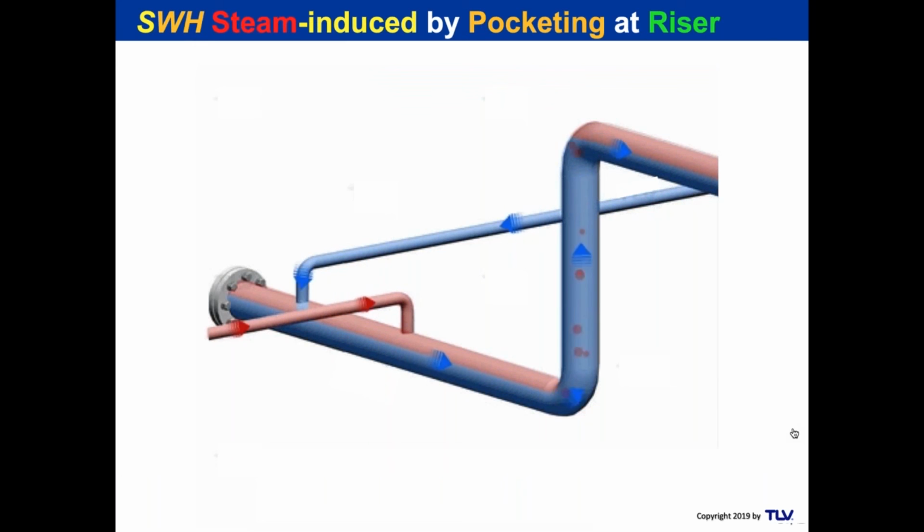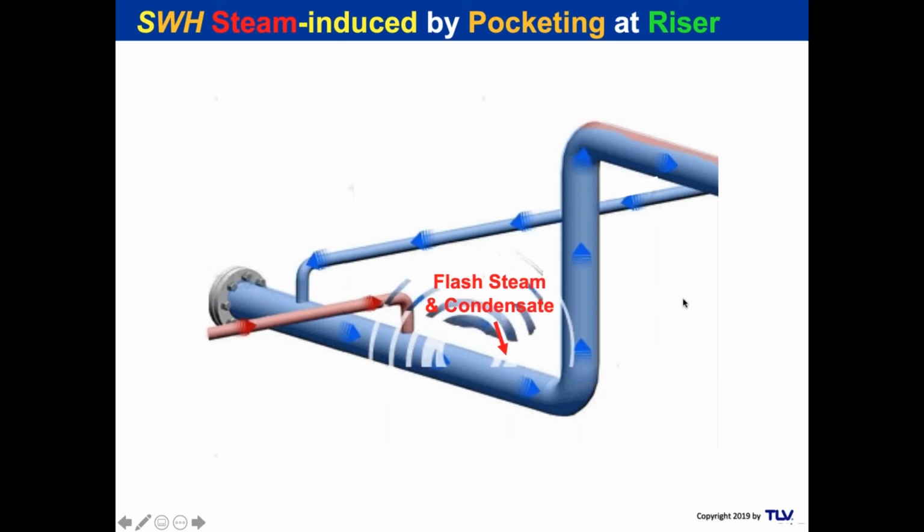So we see a lot of vertical risers, and we see all this pocketing happening here, just like what we showed you. So a drop-down loop seal might help that. Here you've got a cold stream coming in, a flashing stream coming in, mixing. You're going to have a lot of hammer.